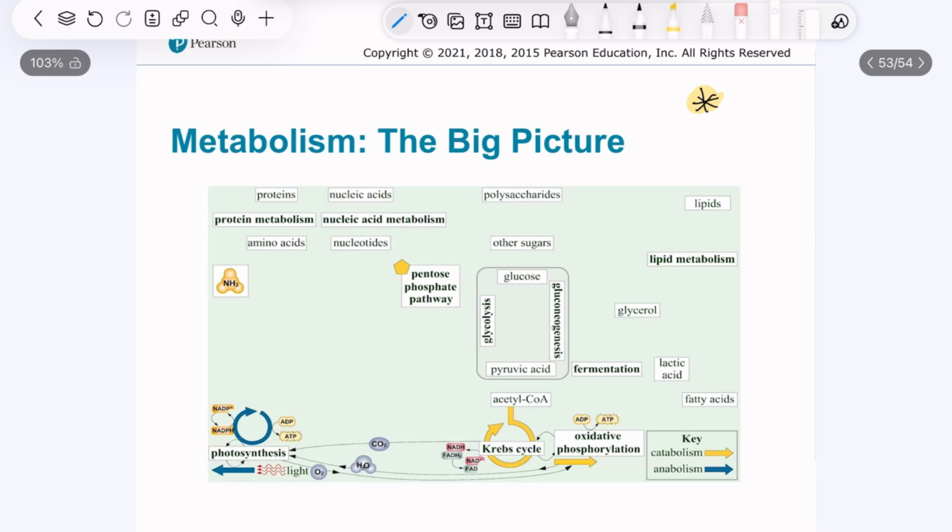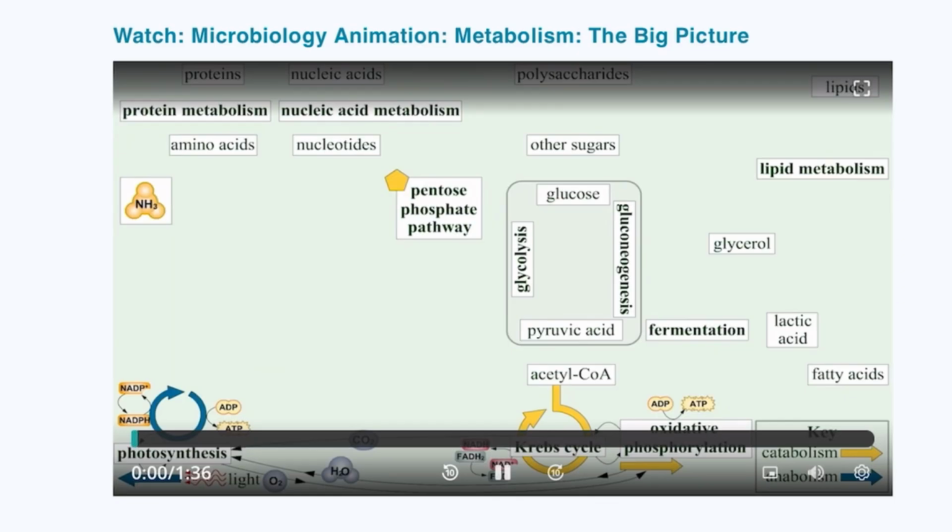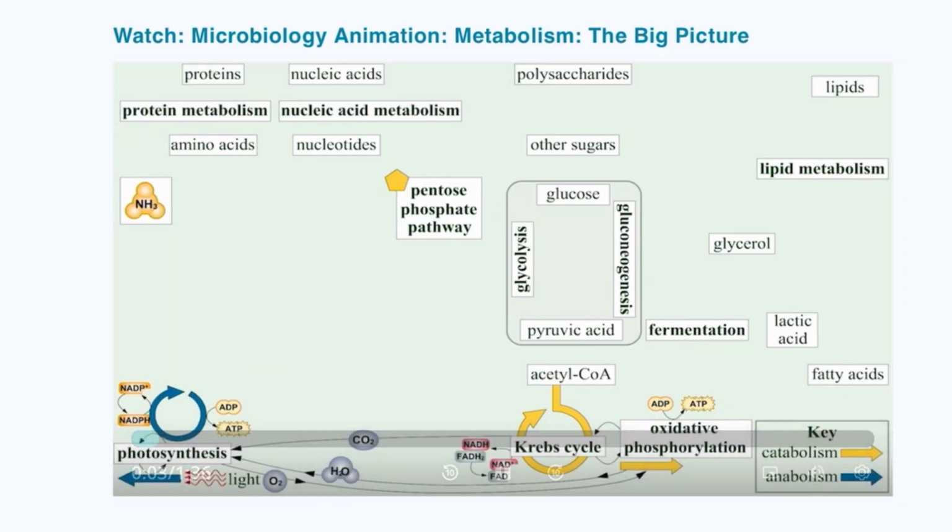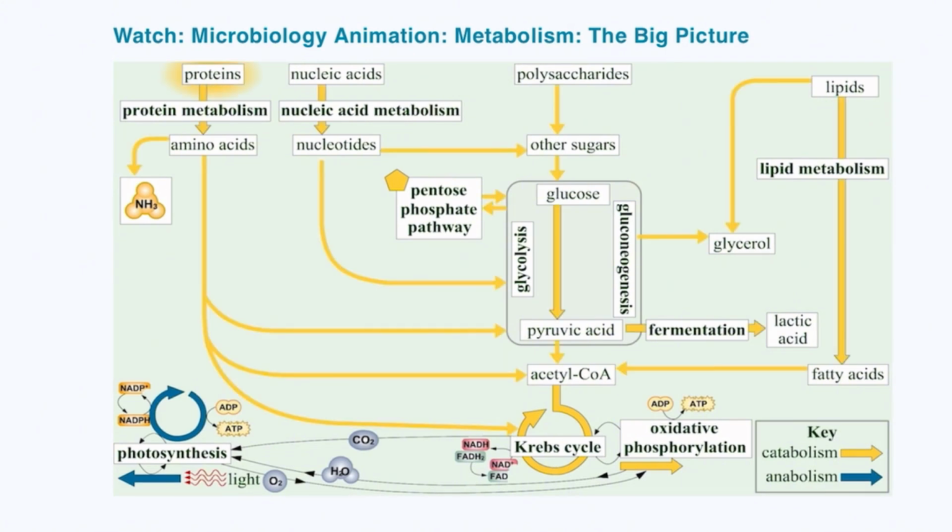Metabolism, the big picture. Now that you've learned about different catabolic and anabolic processes of microorganisms, let's see how these fit together into a complete picture. Proteins can be broken down by protease enzymes into amino acids, which can be further broken down through the glycolysis and Krebs cycle pathways. Nucleic acids can be broken down by nuclease enzymes into nucleotides that can also enter the glycolysis pathway. Polysaccharides and other sugars can be converted into glucose and further broken down through glycolysis and the Krebs cycle.